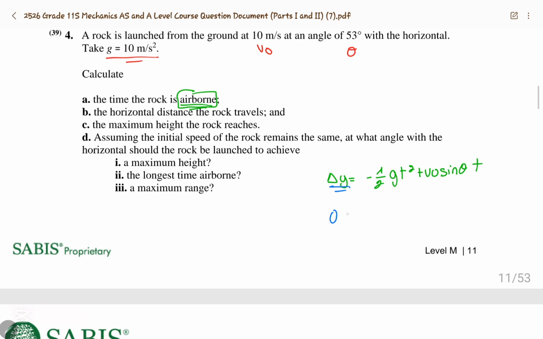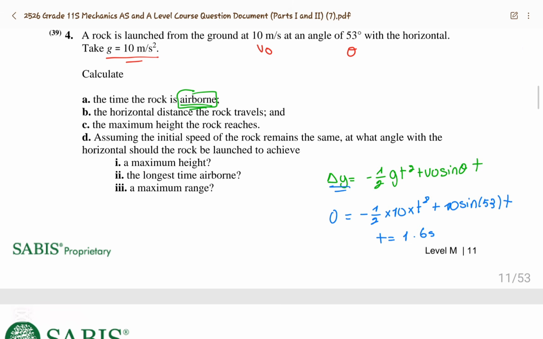So 0 equals minus 1/2 times 10 times t squared plus v0, which is 10 sine 53, t. Then you solve on your calculator, in mod 5 3, for the value of t, and you can get it to be 1.6 seconds. You'll also get another value, which is 0, but 0 is from where it starts. That's why it's another option.